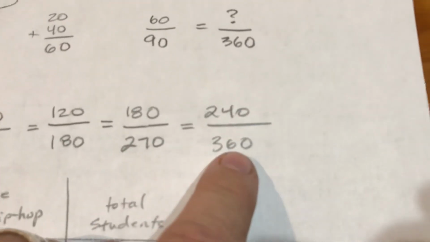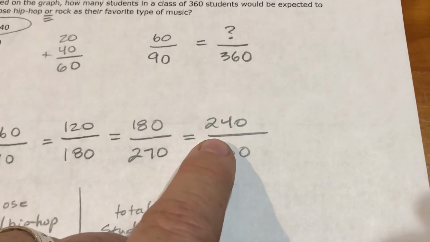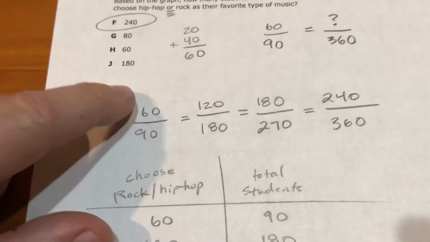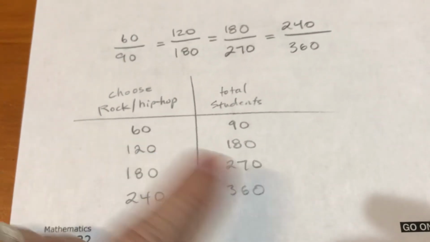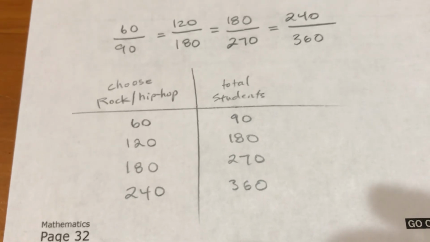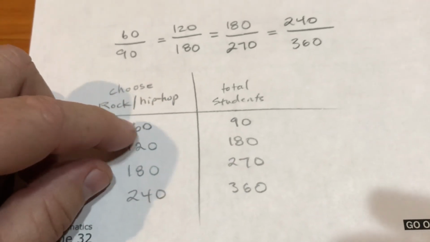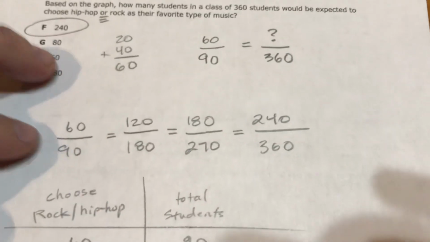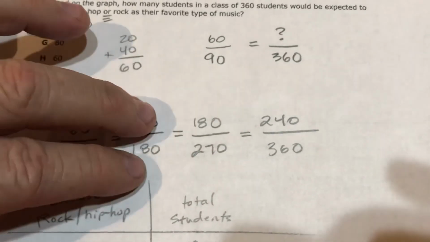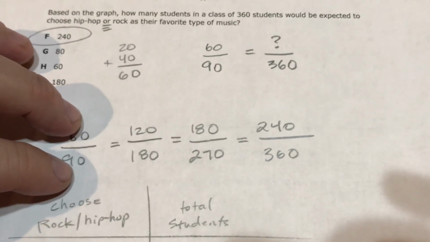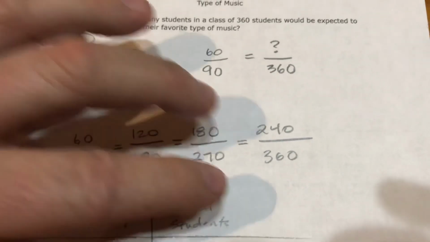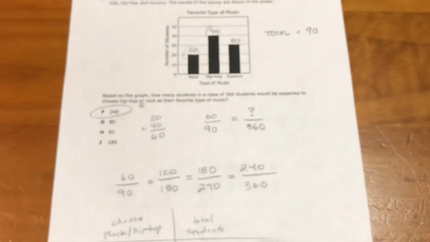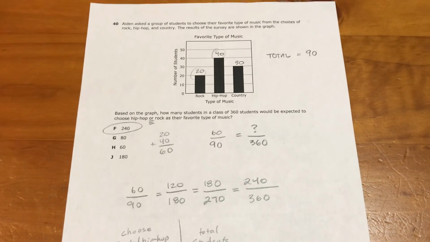So if I had 360 students instead of 90, I would expect 240 of them to pick rock and hip hop if we use the 60 to 90 ratio. I also kind of set it up in a table to get the same effect there. So, 60 more, 60 more, 60 more, 90 more, 90 more, 90 more. You can think of it as 60 and 90 both times 2, and then 60 and 90 both times 3, and then 60 and 90 both times 4. So just keep the ratio intact, and it'll help you find what you need.